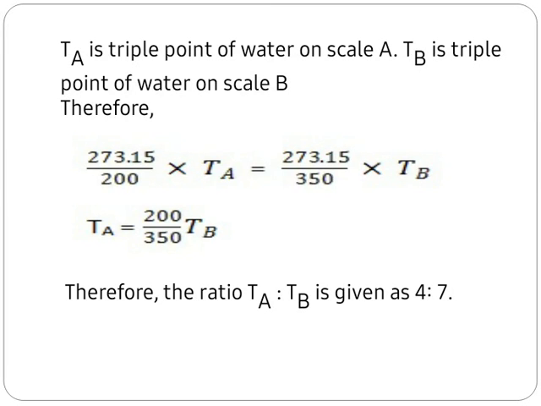Let Ta be the triple point of water on scale A and Tb be the triple point of water on scale B. Since Ta is equal to Tb is equal to Tk, then 200 A is equal to 300 B. So, A is to B is equal to 350 is to 200. It is equal to 4 is to 7. Therefore, the ratio Ta is to Tb is equal to 4 is to 7.